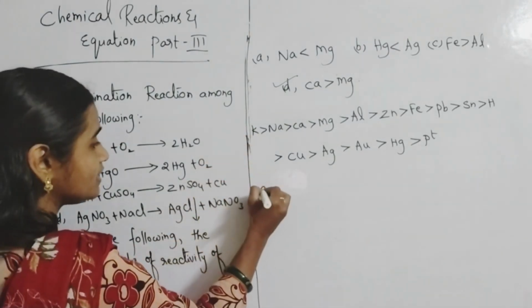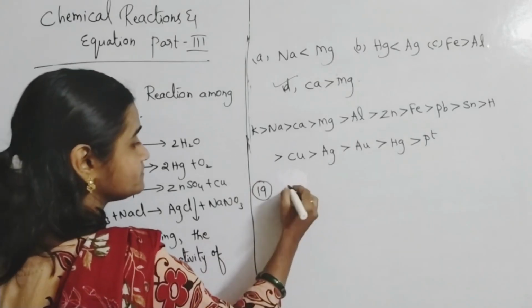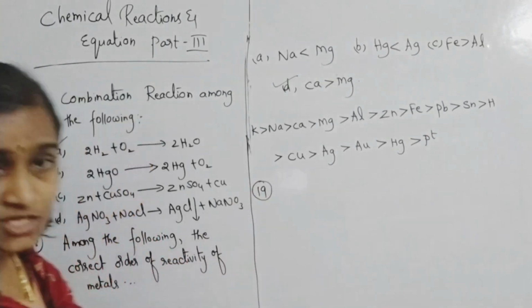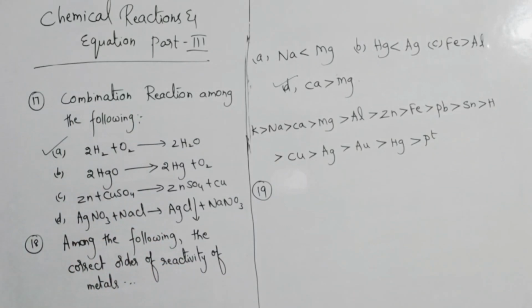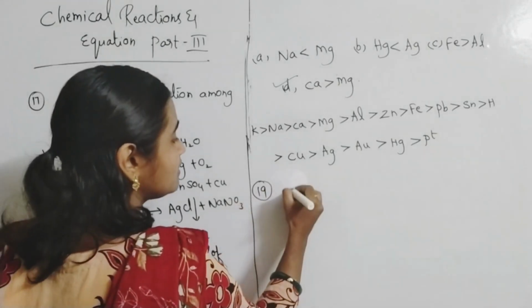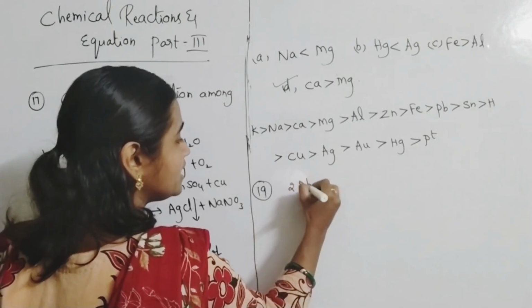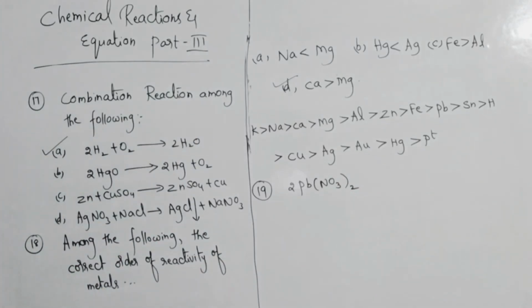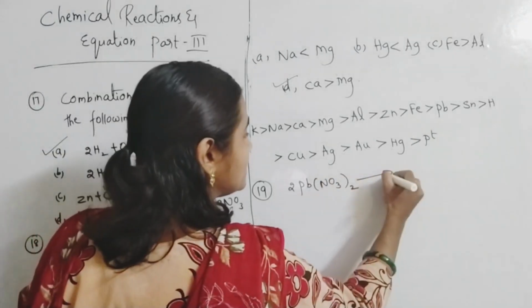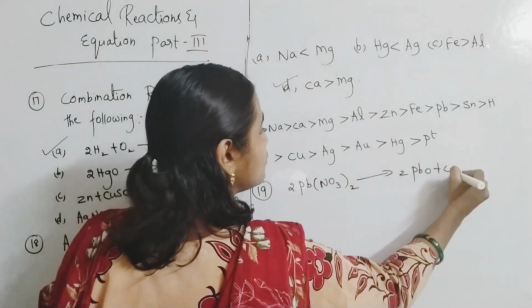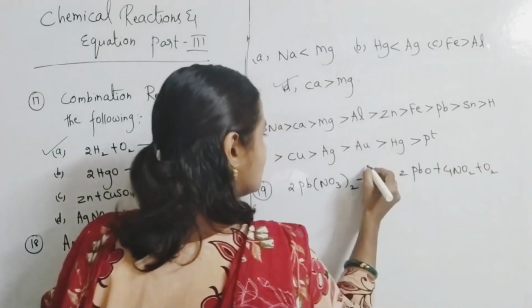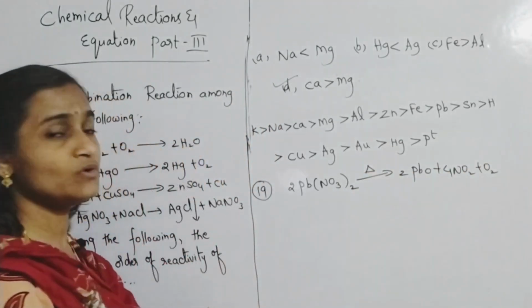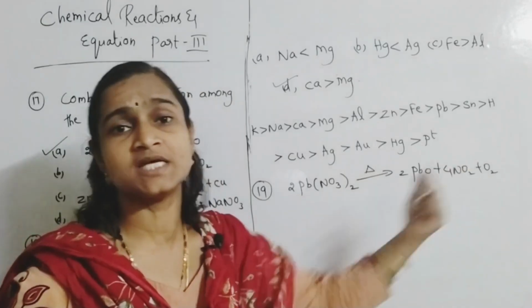Okay. Now 19th question. So once check this 19th question. I have written some questions here. Okay. 2 Pb(NO3)2, lead nitrate, on heating gives rise to 2 PbO plus 4 NO2 plus O2. So this is on heating, and you know a single substance is splitting into 2 or more substances here.